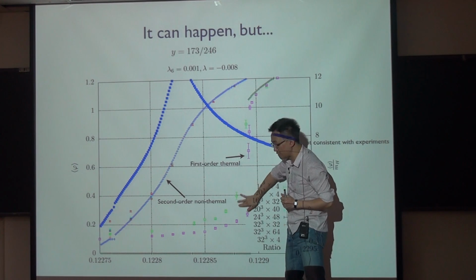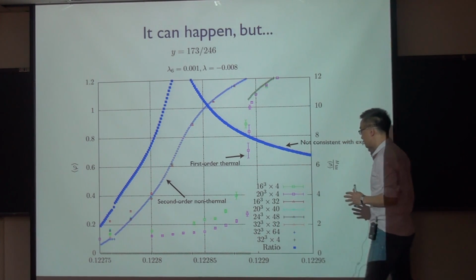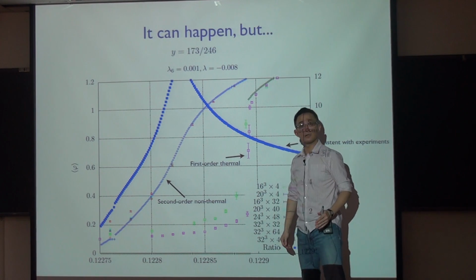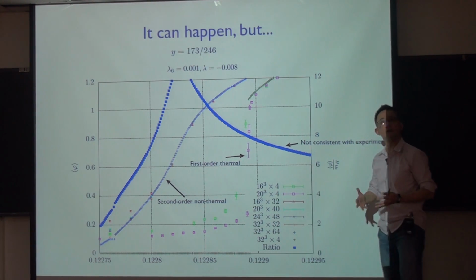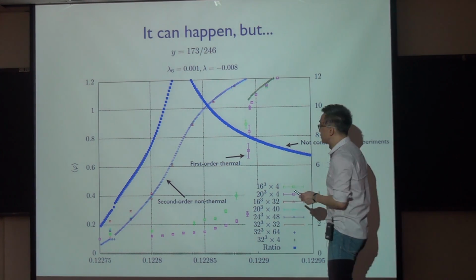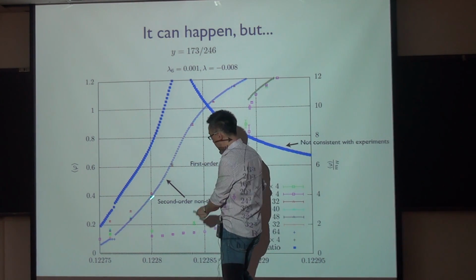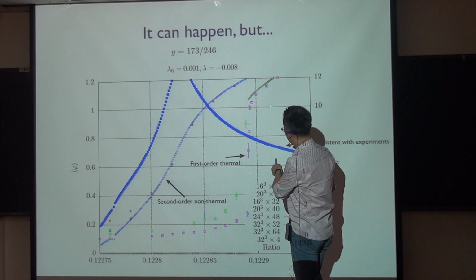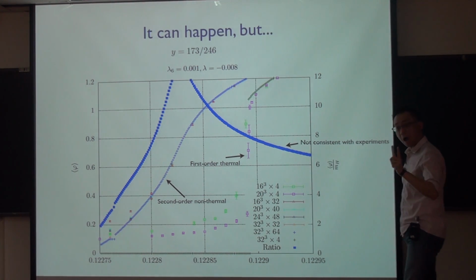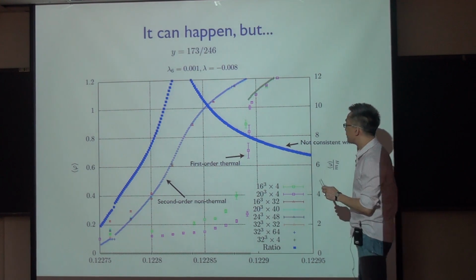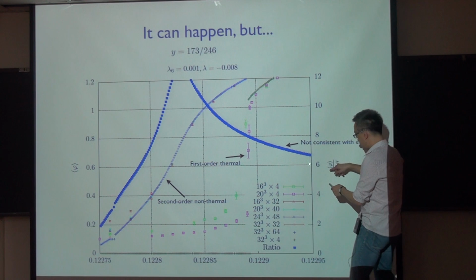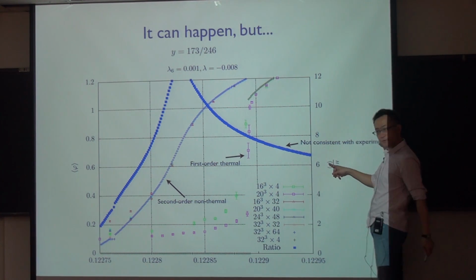So here we're doing thermal field theory, and you see that it looks like a first order phase transition. And we looked at the effective potential and so on, and it is actually a first order phase transition. So this could happen. You see, you have second order non-thermal phase transition, but you have first order thermal phase transition. This can happen.